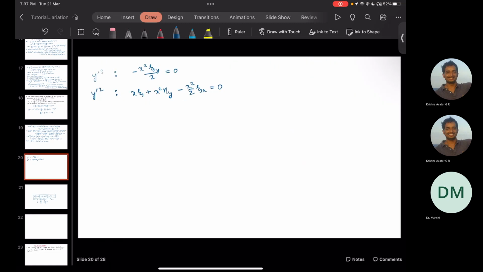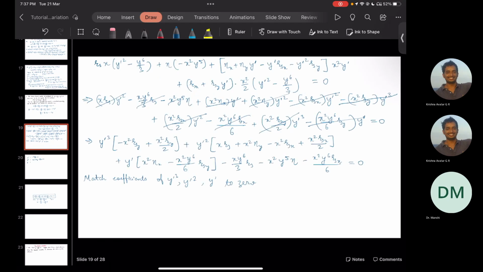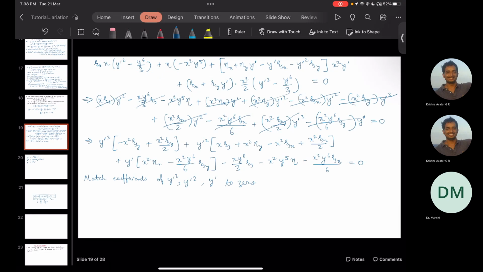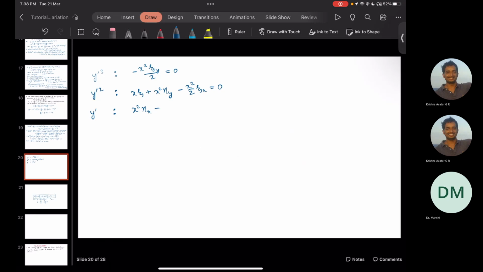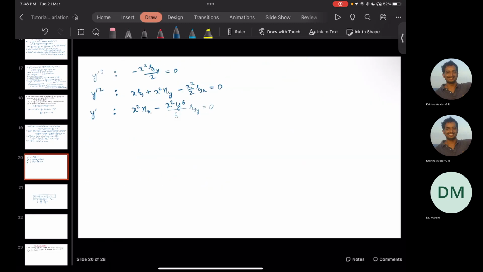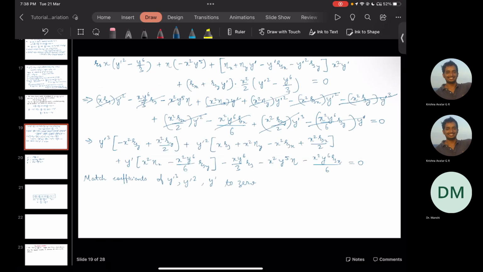Now y prime. So here we have x squared eta x minus x squared y to the power 6 by 6 xi y. Isn't this x squared y to the power 6 by 6? Now the remaining terms, I'll just copy from here.